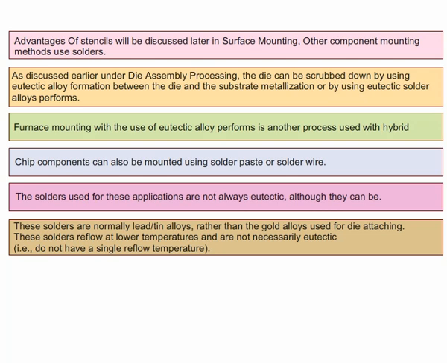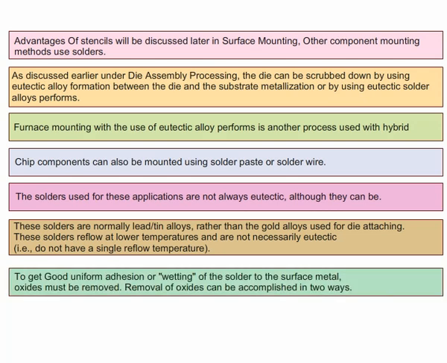To get good uniform adhesion, or wetting, of the solder to the surface metal, oxides must be removed. Removal of oxides can be accomplished in two ways.